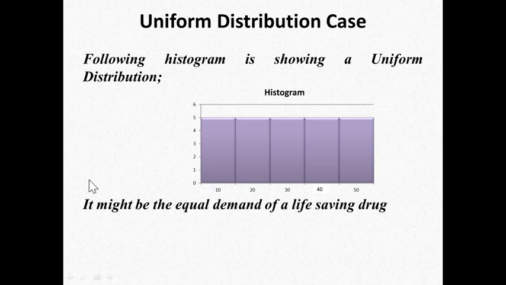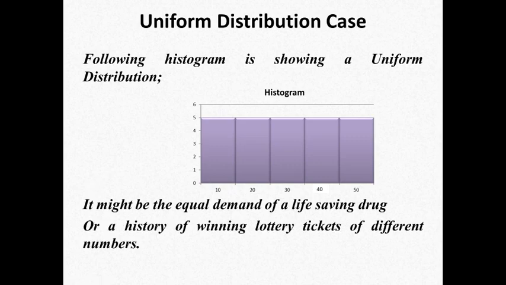And now another example might be related to gambling, like winning lottery tickets of different numbers. So anyone having a lottery ticket of any number doesn't mind, because they have a firm belief that they can get the prize. They have equal chances of getting the prize.